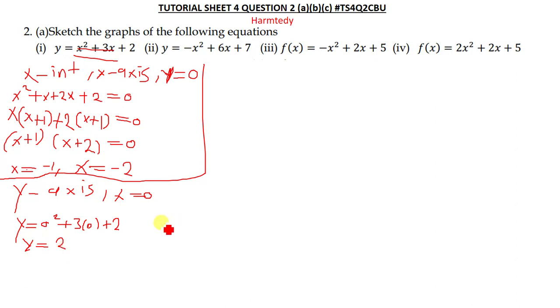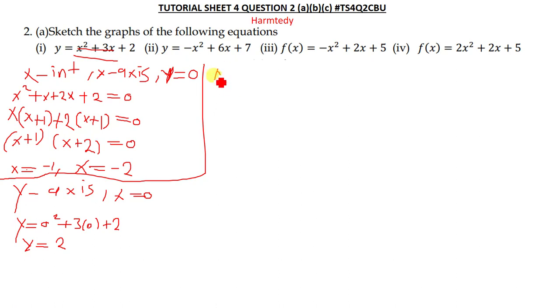After finding the x and y-intercepts, we can now find the turning point. To find the turning point, we have two methods: the completing the square method and the normal method, where you say at the turning point.